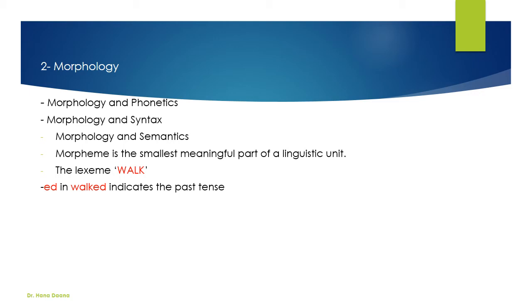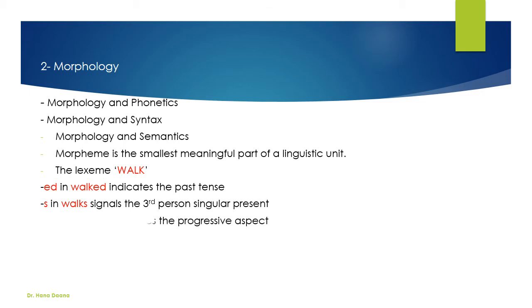the lexeme walk. Now adding the bound inflectional suffix -ed to walk, W-A-L-K, would indicate the past tense of walk. Now changing the -ed and replacing it with an -s, the bound inflectional suffix -s would signal the third person singular present. Replacing this with the bound inflectional suffix -ing indicates the progressive aspect of walk.